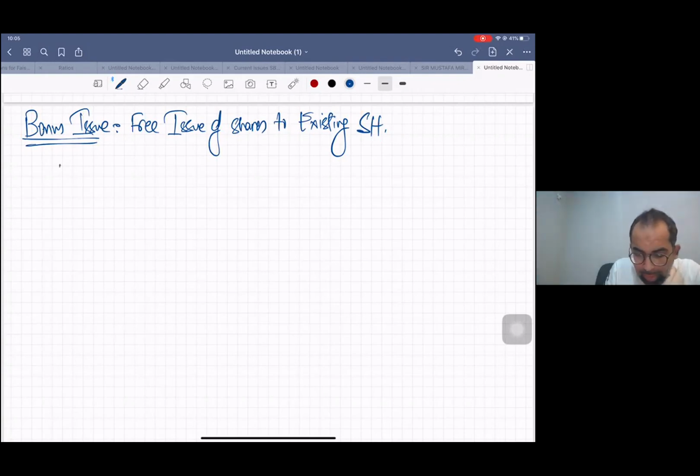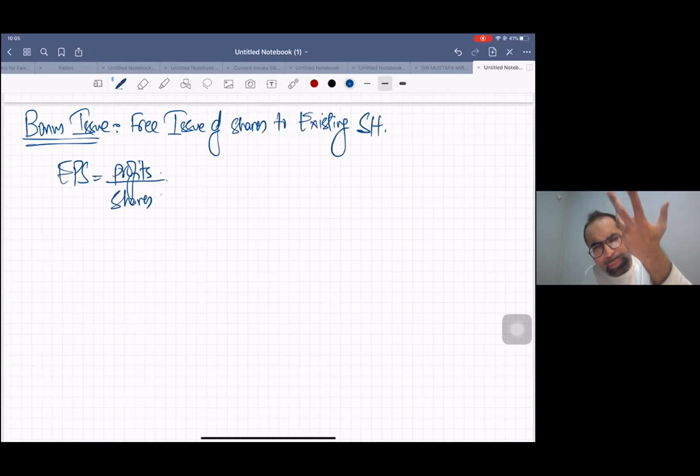Hope you remember the formula of EPS. The basic formula of EPS: in the numerator, you write profits; in the denominator, you write shares. Profits divided by shares.